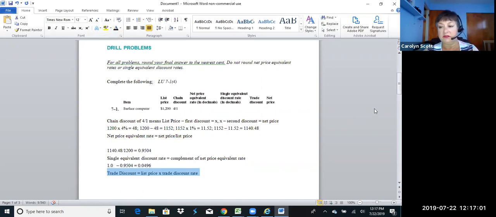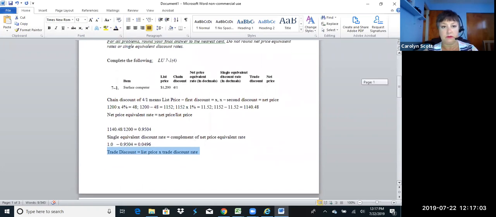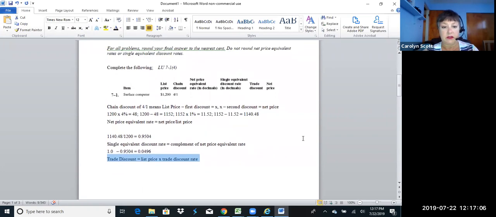Now, we need to find the trade discount. And the trade discount is the list price times the trade discount rate. So list price, $1,200, times the trade discount rate, which is the same as the single equivalent discount rate of 0.0496, means that our trade discount was $59.52.